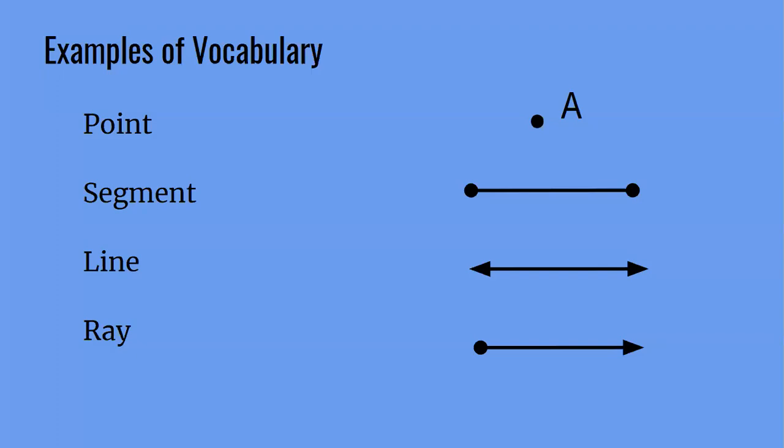So here we have our examples of the vocabulary above. The vocabulary is on the left and the corresponding example is on the right. So point, we have here point A. Segment, we have 2 points connected by a line. And then we have the vocabulary line, which is a line that stretches in both directions forever. And we have a ray, which starts at one point and then stretches in one direction forever.